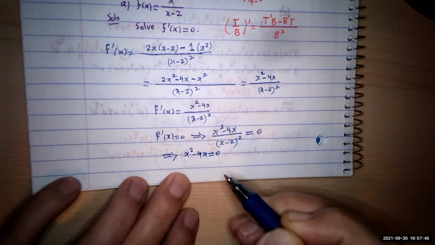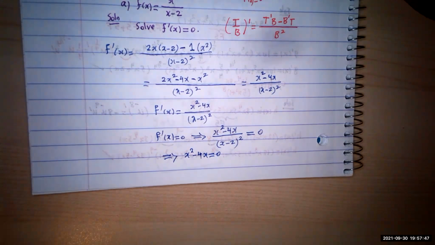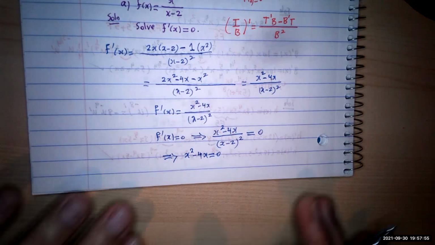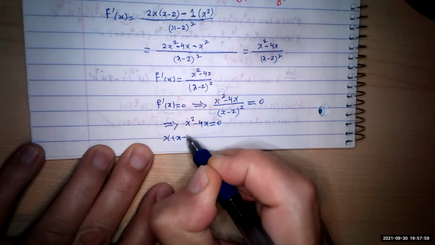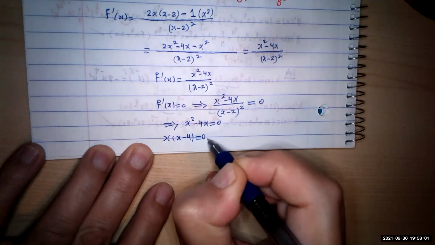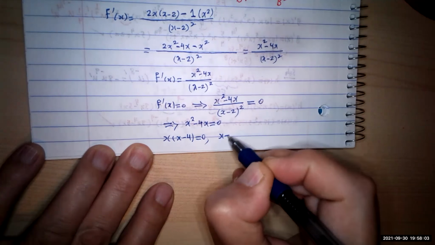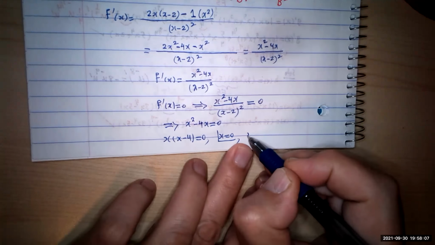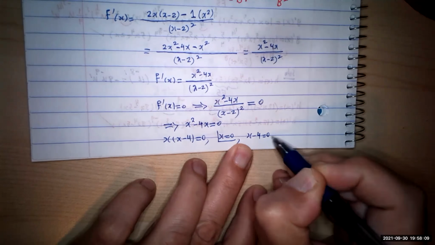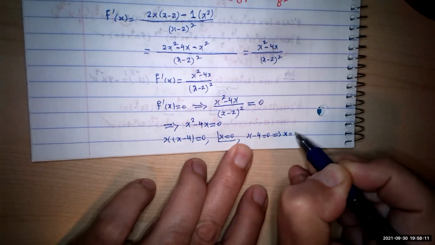Now you solve this equation by factoring. Sometimes quadratic formula, sometimes factoring. Over here, we have a common factor, the common factor is x. So that gives us x times x minus 4 equal to 0. So either x equals 0, one solution, or the second one, x minus 4 equals 0. That gives you x equal to 4.